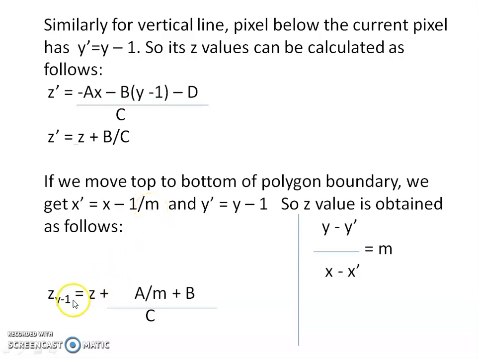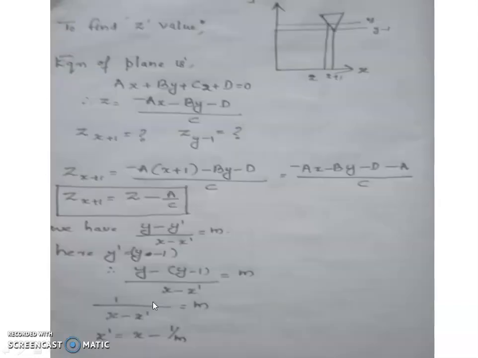Then the z value is z of y minus 1, or z dash, is equal to z plus a by m plus b by c. The same thing is repeated here for finding out the z value. Here the points are x y, x plus 1 y and x y minus 1. From the equation ax plus by plus cz plus d is equal to 0, z is equal to minus ax minus by minus d by c.